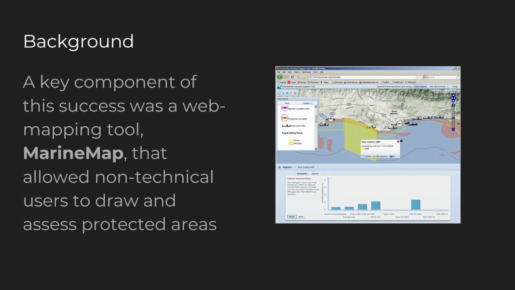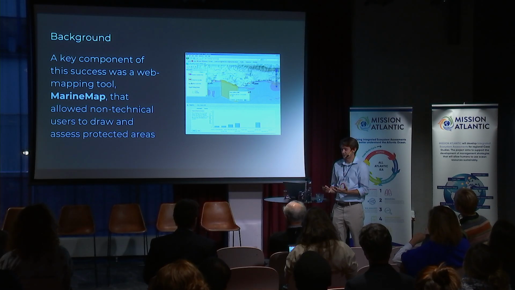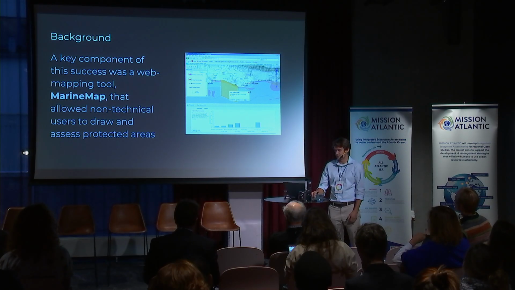A key component of the success was a web mapping tool developed by our lab called MarineMap, and it allowed non-technical users to draw and assess the impacts of protected areas. Prior to this technology, any proposed plans would have to be handed off to GIS experts who would conduct analyses, and that might take hours or even days, and then bring the report back to the public.